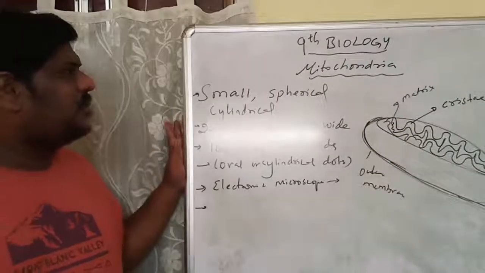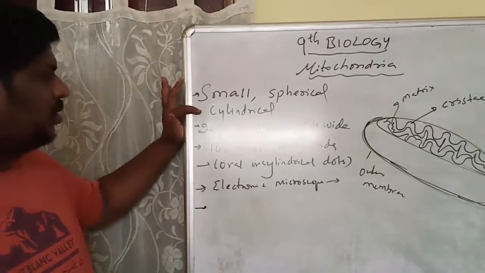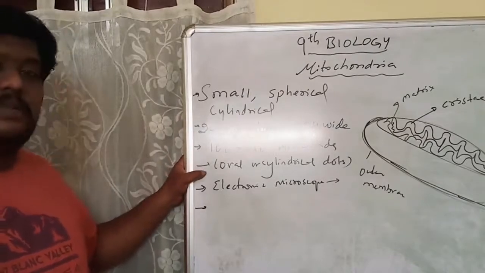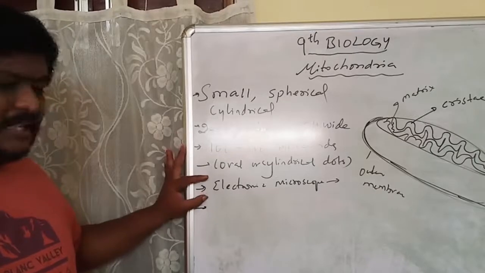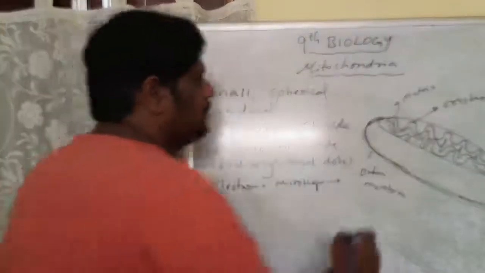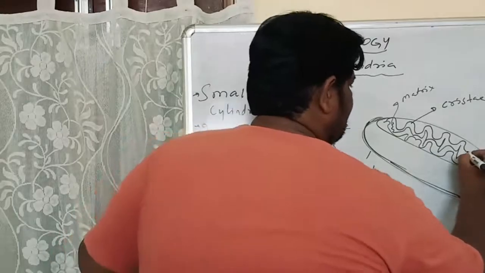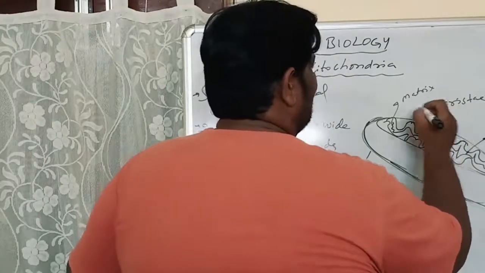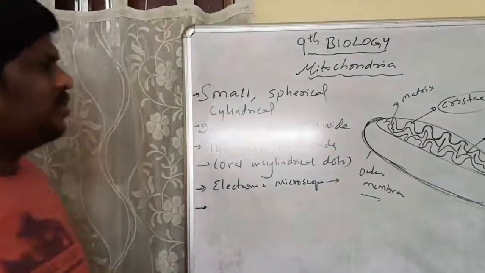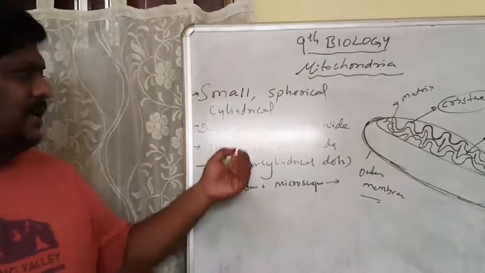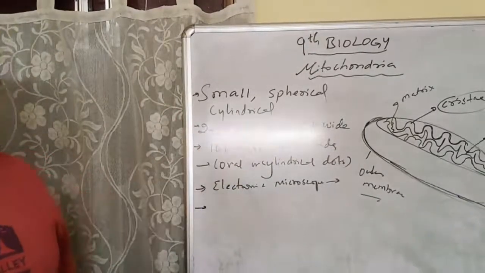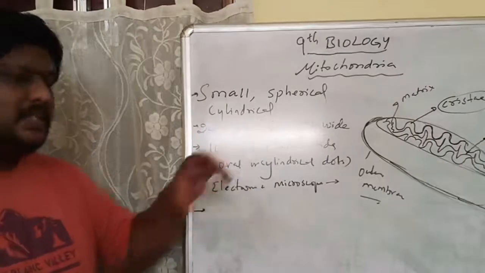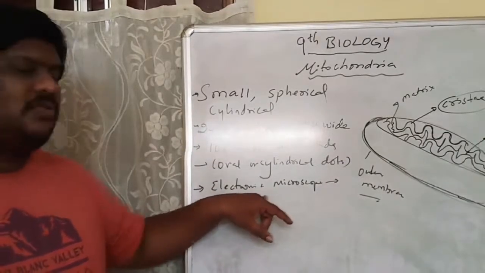What is the function of mitochondria? We have seen the shape of mitochondria, the size, how many are present in the cell, and how they appear with the compound microscope and the electron microscope. With the electron microscope you can observe the outer membrane, the inner membrane, which protrudes and forms finger-like projections called cristae, and also the matrix. Matrix is the part in between the inner membrane. So these are the four parts present in the mitochondria, which you will be able to see only with the electron microscope.